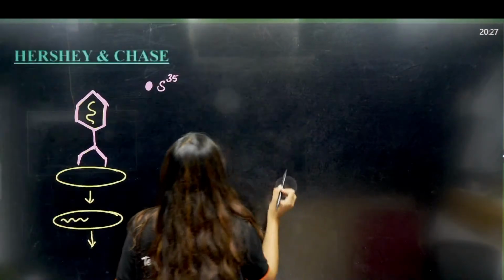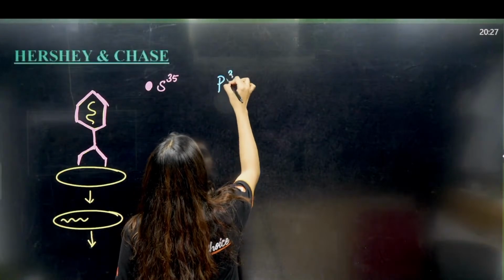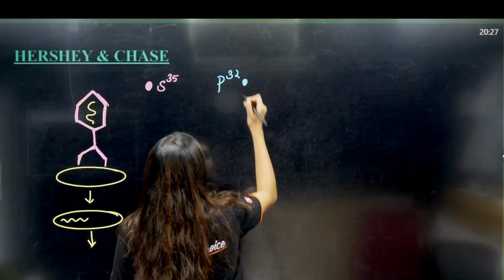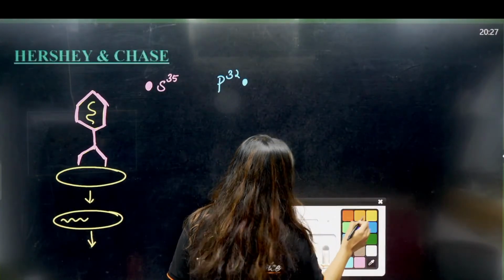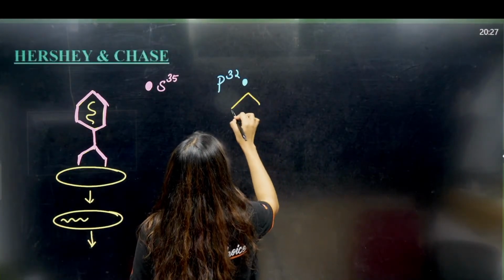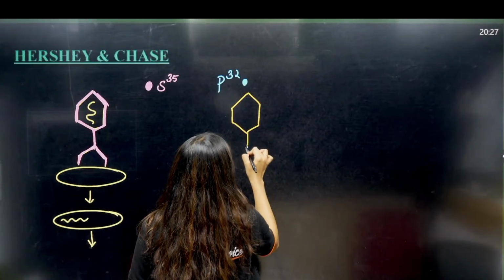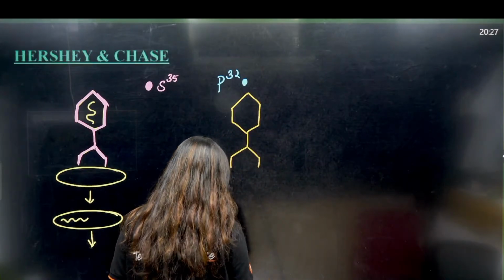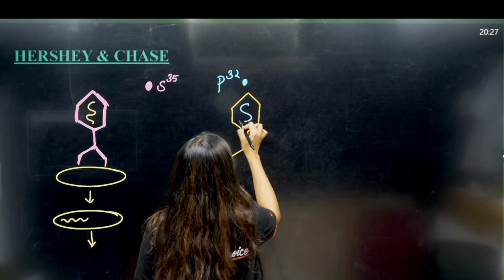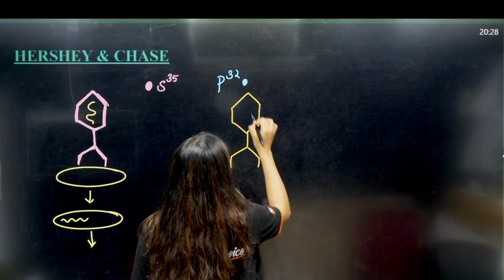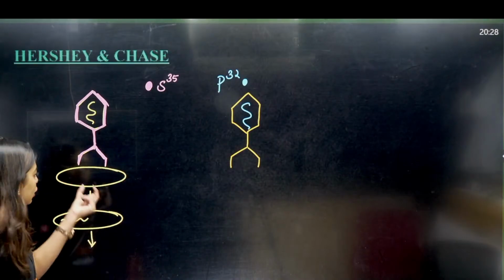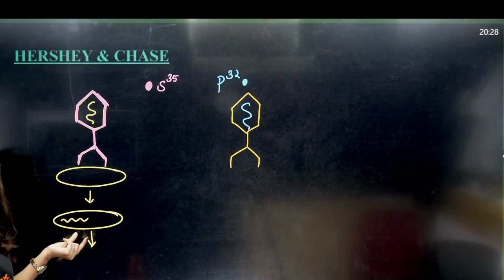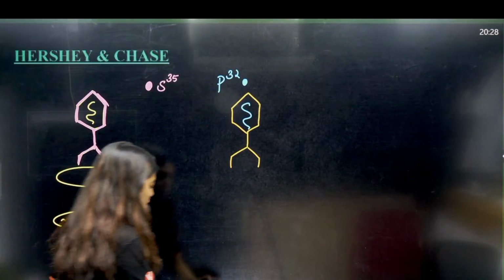We took P32. Then the bacteriophage's genetic material is going to be radioactively labeled. Now, I do not see any radioactivity inside the cell with S35. That means protein is not the genetic material.